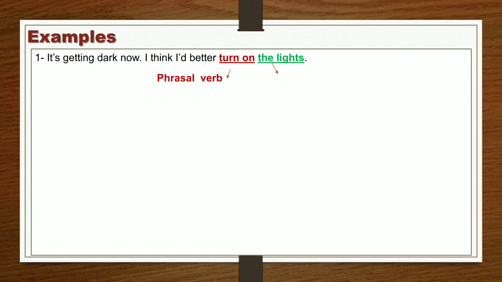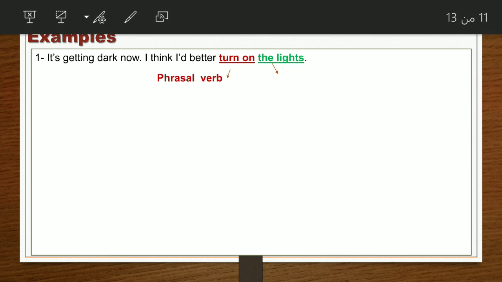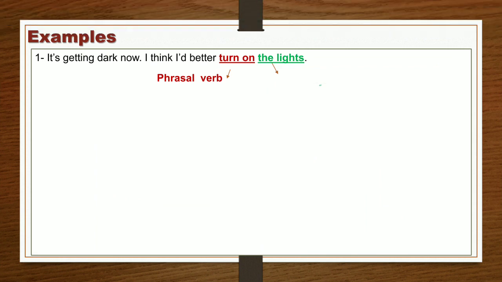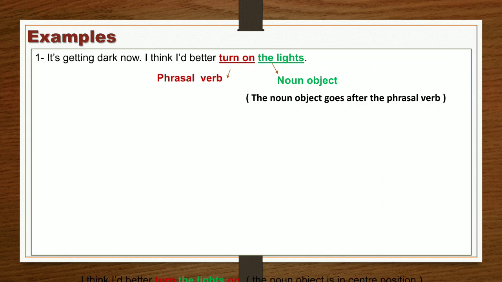Let's see some examples. It's getting dark now. I think I'd better turn on the lights. لاحظي عزيزة الطالبة في هذا المثال turn on هي عبارة عن الفعل المركب اللي هو phrasal verb. The lights is the object. It's noun object مفعول به اسم. We can say the noun object goes after the phrasal verbs. لاحظي أن المفعول به الاسم جاء بعد الفعل المركب.